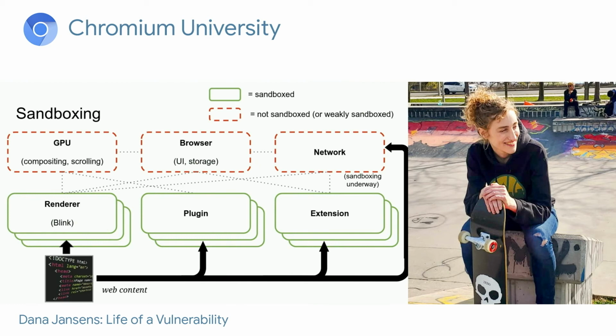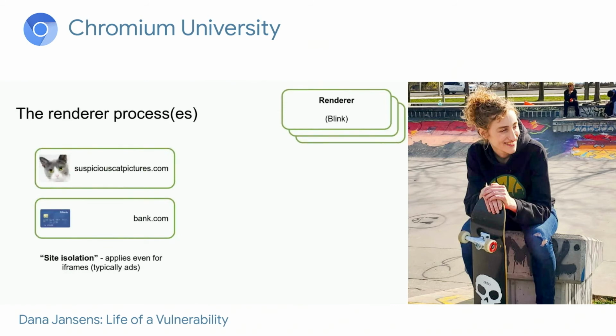So let's look at a couple of the process types specifically. First, a bit more about the renderer. Even bugs here can be serious. While there is a restricted access to the rest of the PC thanks to the sandbox, there might still be a way for one website to steal data from another. Imagine you're visiting bank.com, which has your credit card details, and suspiciouscatpictures.com.